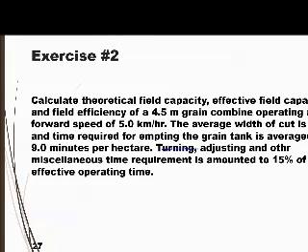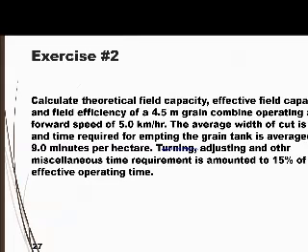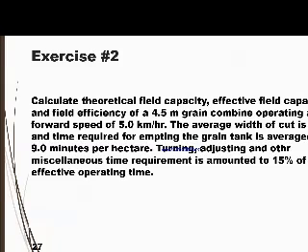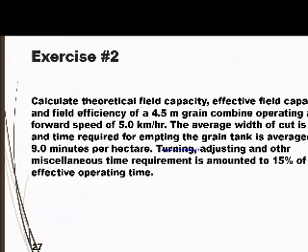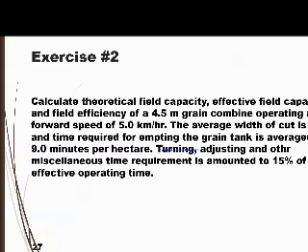Alright, exercise number 2, calculate the theoretical field capacity, effective field capacity, and also field efficiency of a 4.5 meter range combine harvester, which is the width of the combine harvester, operating at forward speed of 5 km per hour. The average width of cut is 3.5, and time required for emptying the grain tank is average 20 minutes per hectare. So turning, adjusting, and other miscellaneous time requirement accounted for 50% of the effective operating time. So a bit critical here, you need to understand very carefully. However, the answer is here.